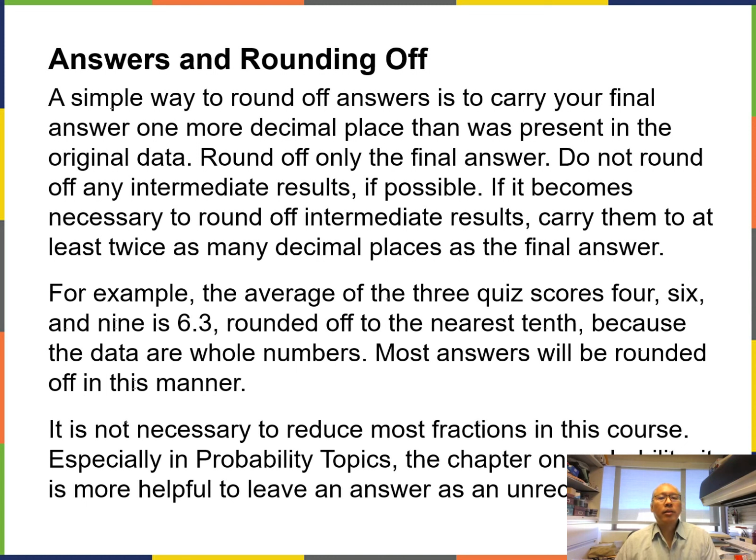A simple way to round off is to carry your final answer to one more decimal place than what the data originally has. So if your data are all whole numbers, when you're doing some statistics or finding some values that you need for statistics, you would round off to one decimal place.